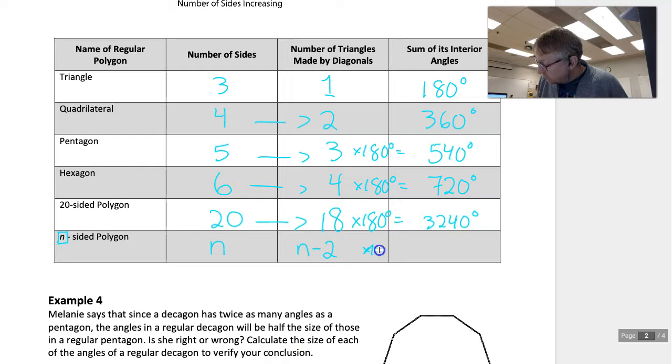Each triangle is worth 180 degrees. And so, to find the angles in any shape, you take the number of sides, subtract 2 to find the number of triangles, and each triangle is worth 180 degrees. That is the formula for any shape you want.